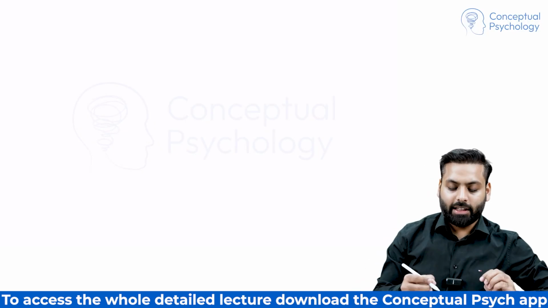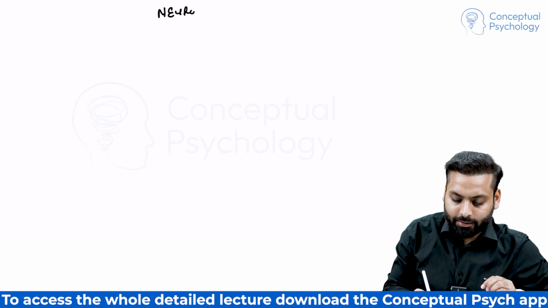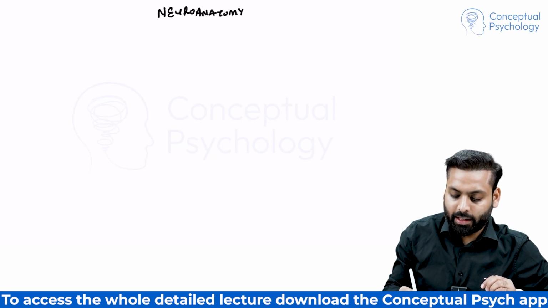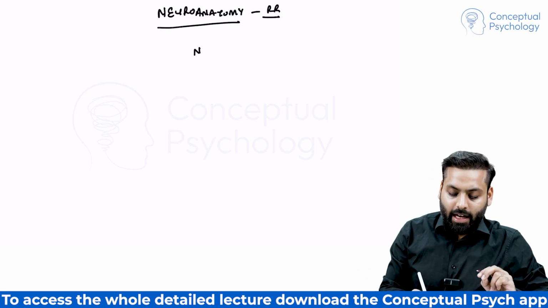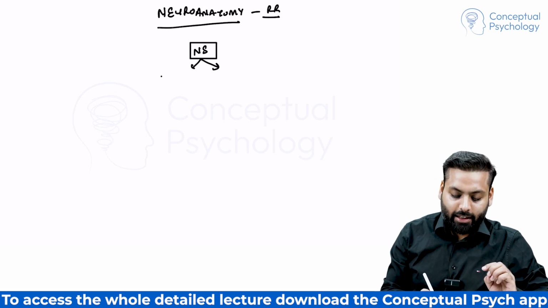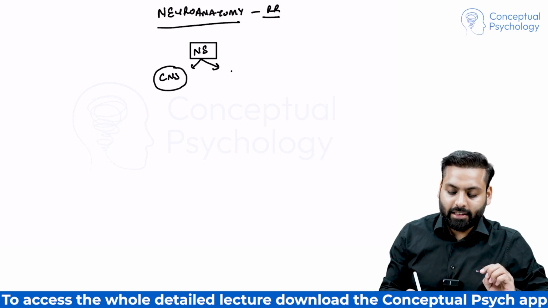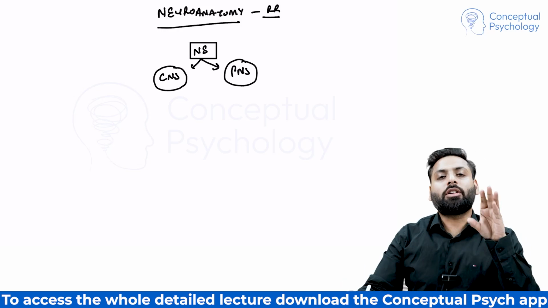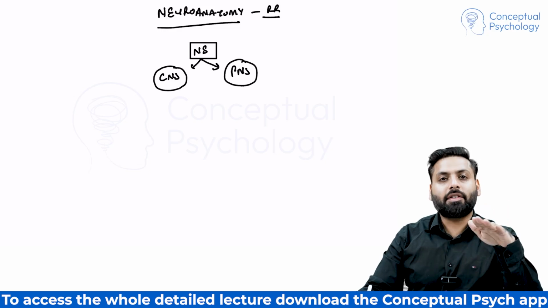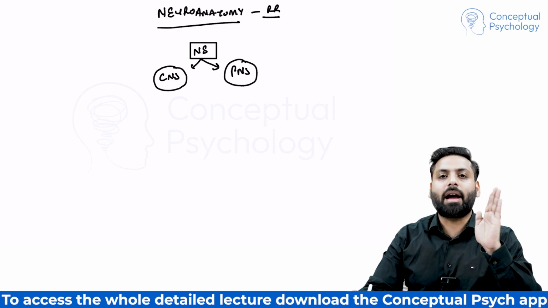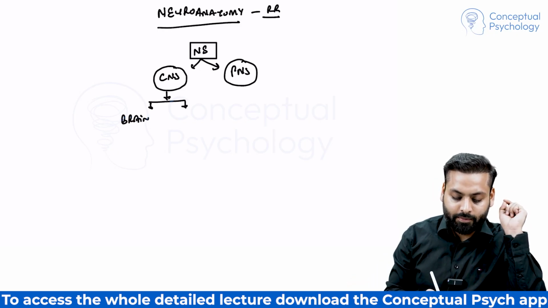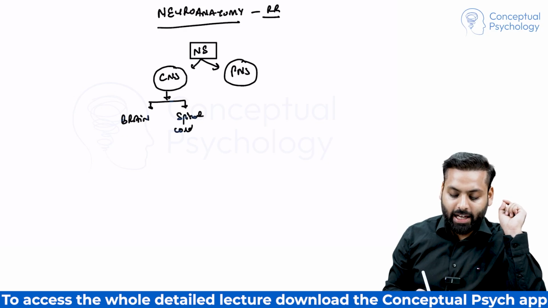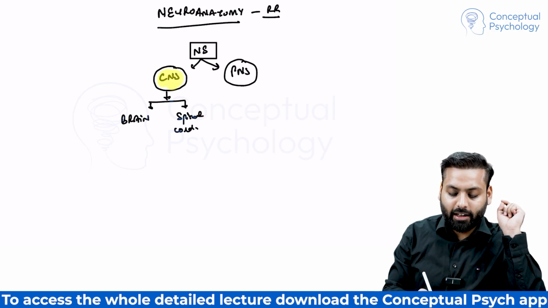So guys, we begin with the rapid revision of neuroanatomy. Neuroanatomy, rapid revision. Okay, so what all we have to see? Your nervous system is divided into two parts: the central nervous system and the peripheral nervous system. Your target should be to learn with me in the class only. The central nervous system has two parts: brain and spinal cord. So if they ask you, brain and spinal cord are parts of the central nervous system.